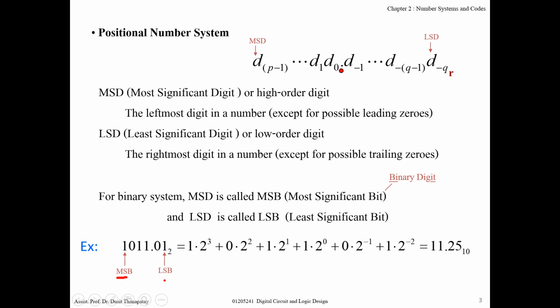MSB, LSB, you should know these two words. MSB is from most significant bit, and LSB is least significant bit. The bit that has the maximum weight in the string of digits is called the most significant bit. Bit is from binary digit, and this position is called the least significant bit, the lowest weight in the string of digits.